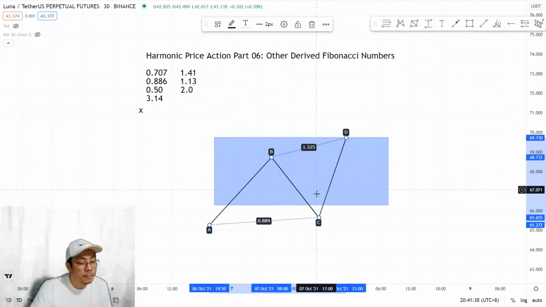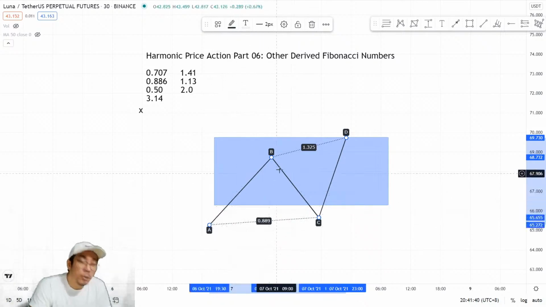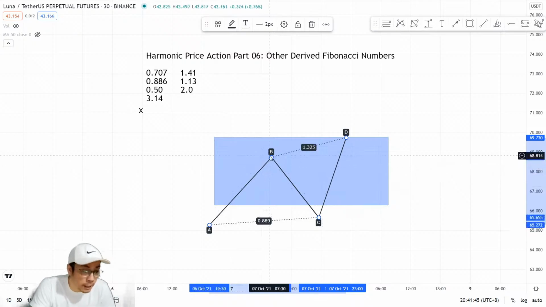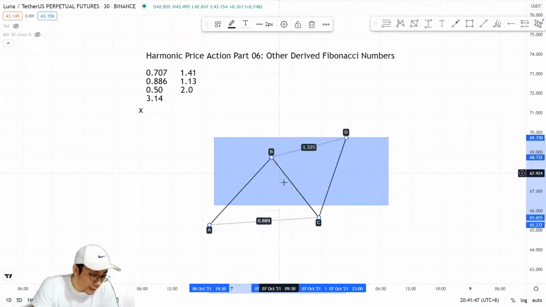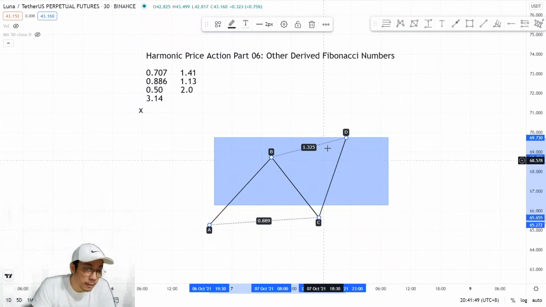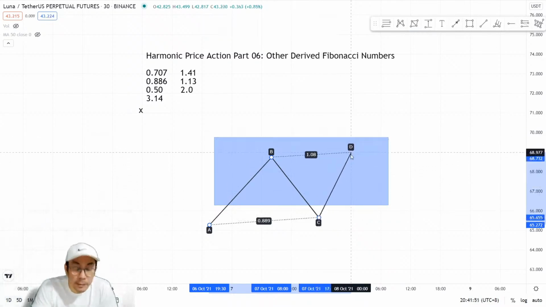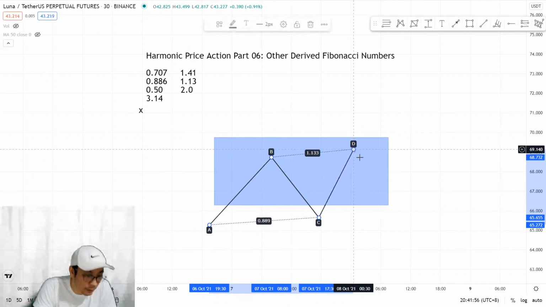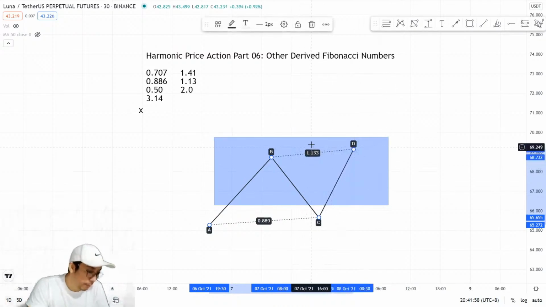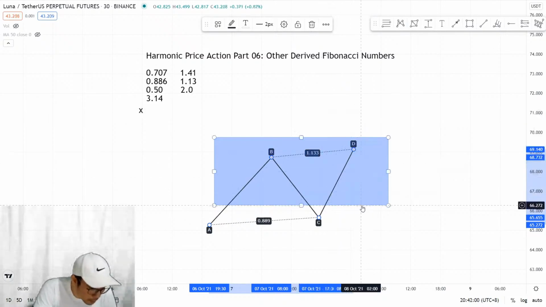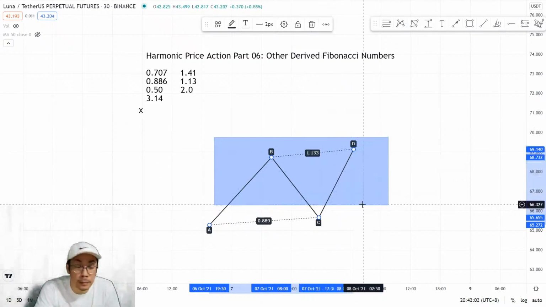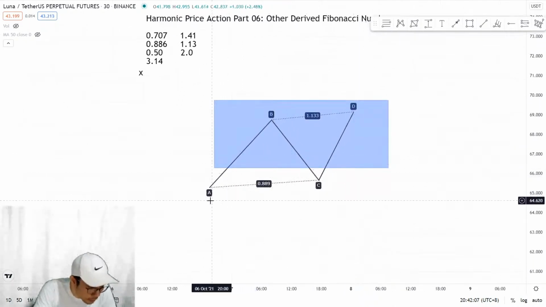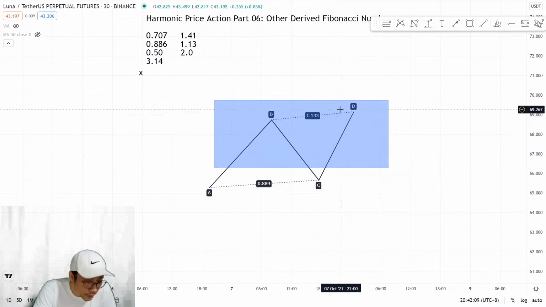So, as I mentioned, what's the reciprocal equivalent of this one? 113. Okay? So, if you're looking for an ABCD pattern, once an A to B is completed, then makes a pullback, reaches 886, a regular ABCD pattern will be completed at 113. And as I mentioned, since that is a regular ABCD pattern, we'll have to check if A to B equals C to D.